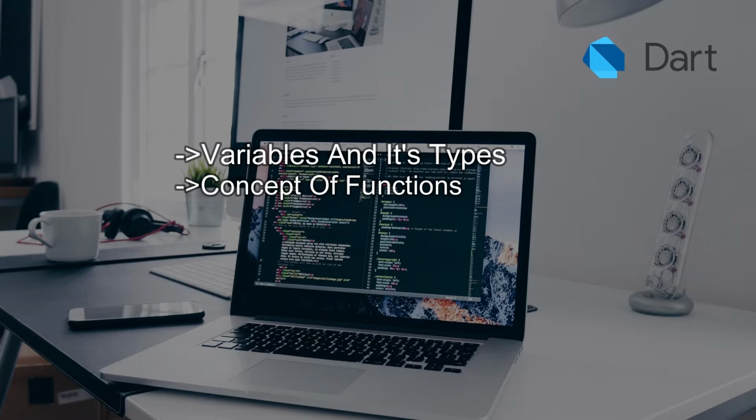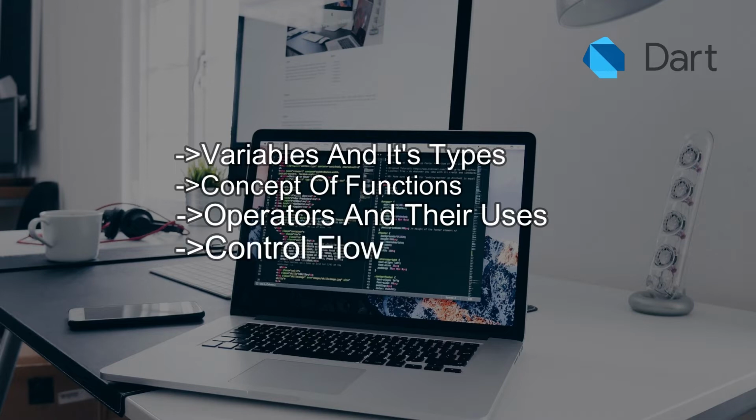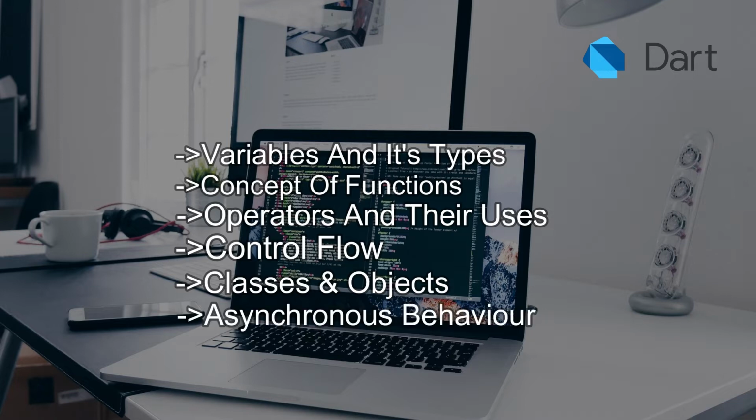Then you need to learn about operators and how they are used in conditional statements such as if and else if. And then you need to know about control statements, which are basically loops such as for, while, and do while loops, etc. After that, you need to learn about classes and object-oriented programming. Basically, classes are used to wrap everything inside and keep your code clean and invoke the DRY principle. And finally, you need to learn asynchronous behavior.